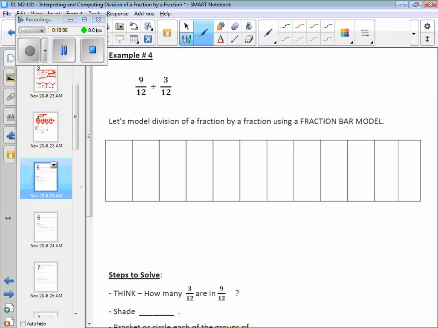First of all, break this up into how many pieces? Count them. How many pieces are there all together? Only 12. Each piece is going to be what? 1/12. Let's put it in boxes.